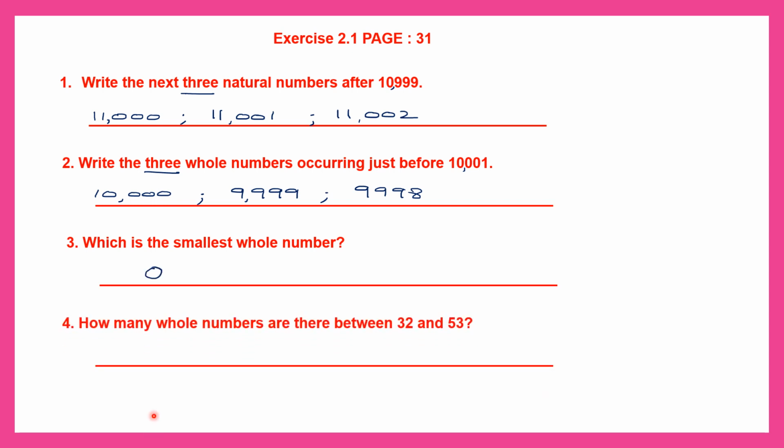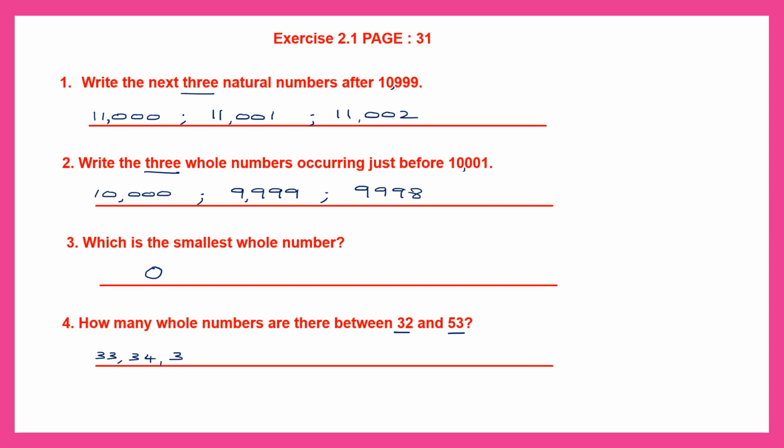Next one. How many whole numbers are there between 32 and 53? So how many whole numbers? Now what are all the whole numbers between 32 and 53? Let's write that down first. So between means we will not include these two numbers, but we'll write everything else. So after 32 we have 33, 34.